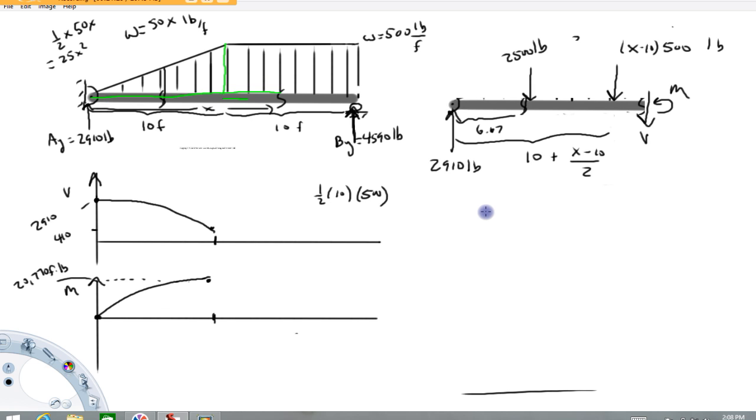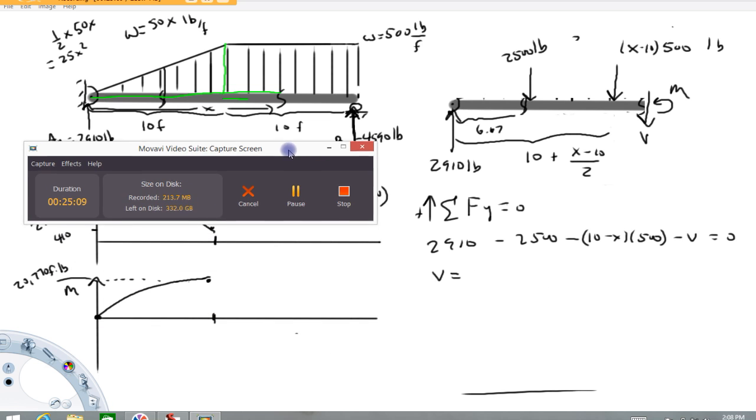Okay, so now we can get the shear force from force equations. Sum of all forces in the y direction equals 0, so that's going to be 2910 minus 2500 minus this product, 10 minus x times 500, minus the shear force there, and then equals 0. So our shear force is going to equal, and I think I'm going to take a moment and just pause the video and go through it a couple times to make sure I get that right. Try to keep this from getting much longer.